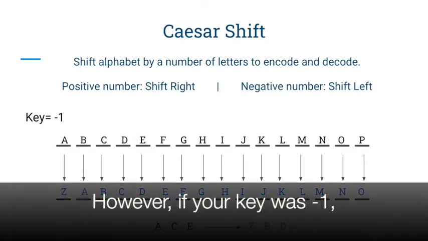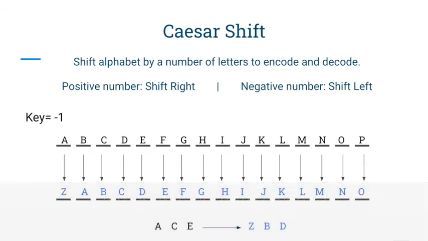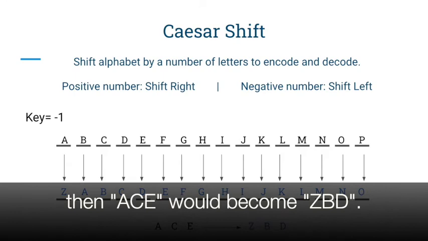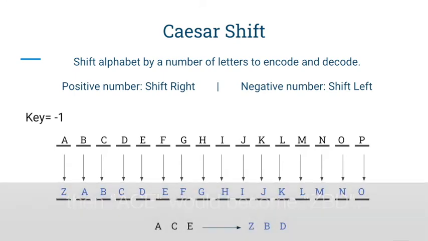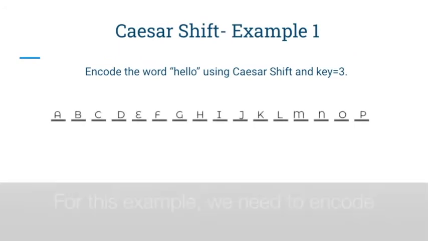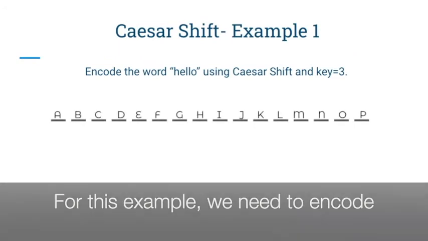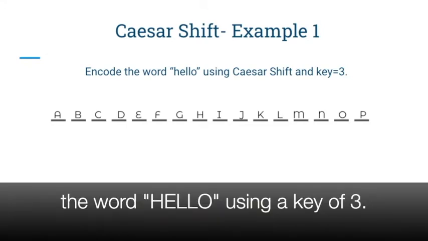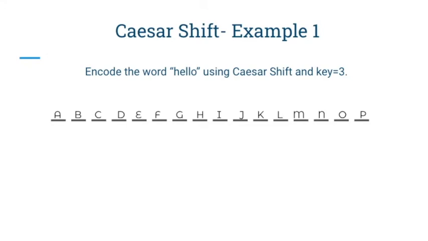However, if your key was -1, then ace, ACE, would become ZBD. Let's go over an example. For this example, we need to encode the word hello using a key of 3.